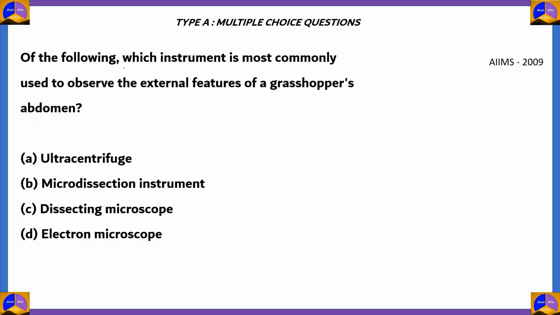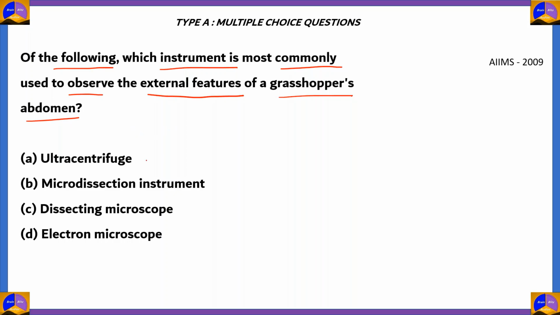Let's look at this question. Of the following instruments, which instrument is most commonly used to observe the external features of a grasshopper's abdomen? And so we have four options. Option A is ultracentrifuge. Option B is microdissection instrument. Option C is dissecting microscope. And option D is electron microscope.